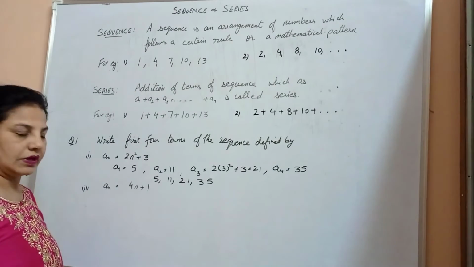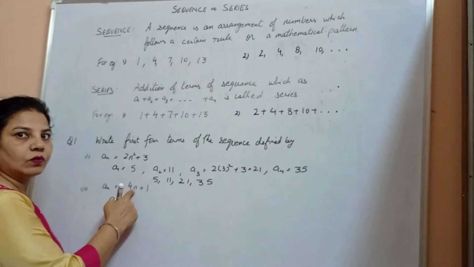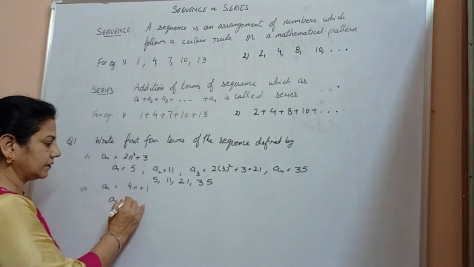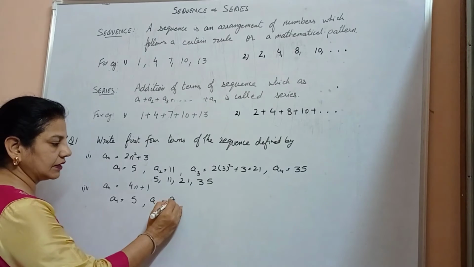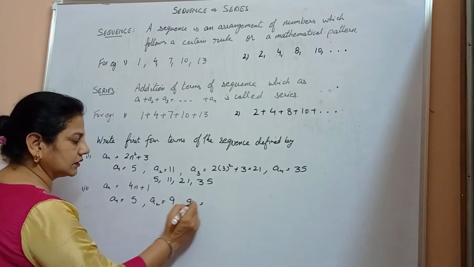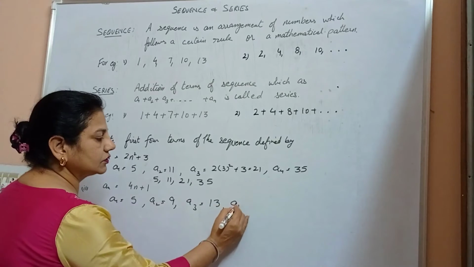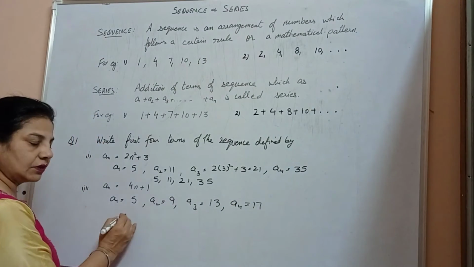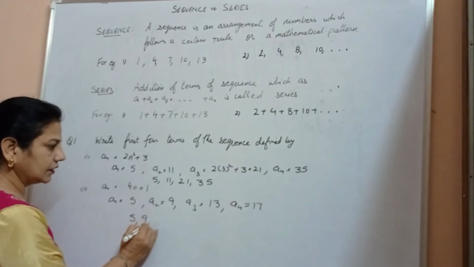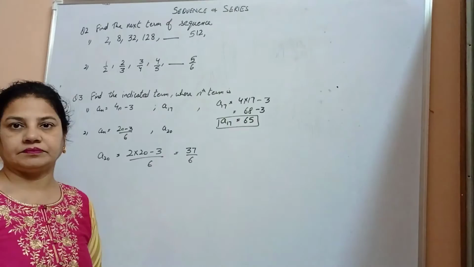Another term of the sequence is given to us: an is equal to 4n plus 1. So again, a1 will be, instead of n we put 1, 4 into 1 plus 1, 5. a2 is 4 twos are 8 plus 1, 9. a3, third term will be 4 threes are 12 plus 1, 13. And the fourth term is 4 fours are 16 plus 1, 17. So my required sequence is 5, 9, 13 and 17.